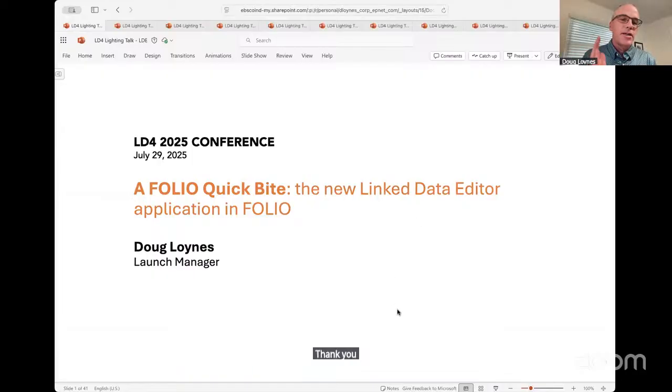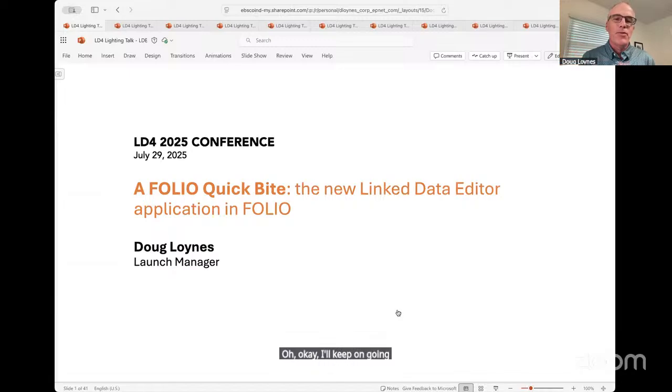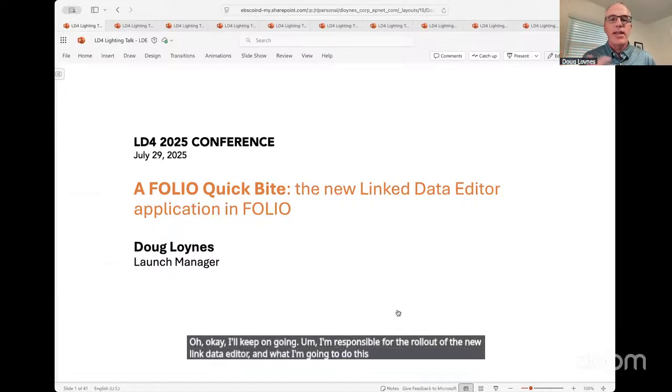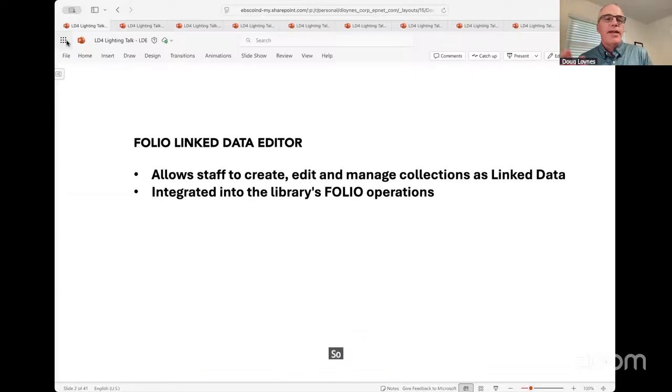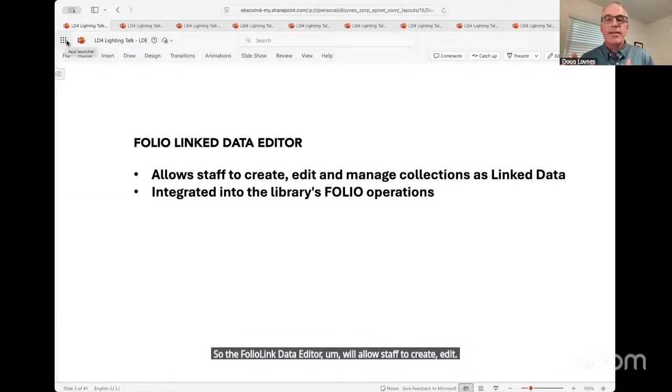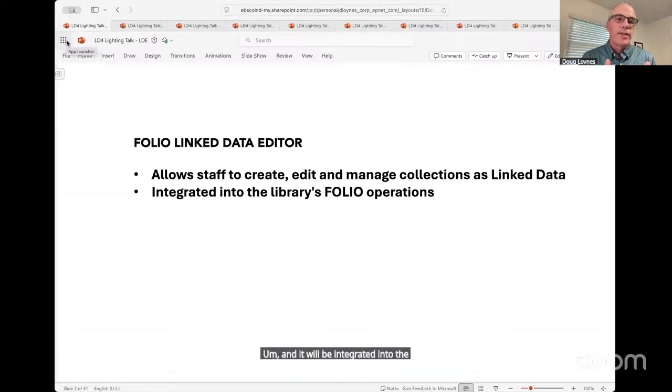Thank you, Sasha. It's great to kick off day 2 of the conference. I'm responsible for the rollout of the new linked data editor, and what I'm going to do this morning is give you a sneak peek about functionality that's coming to Folio. So the Folio linked data editor will allow staff to create, edit, and manage collections as linked data, and it will be integrated into the library's Folio operations.